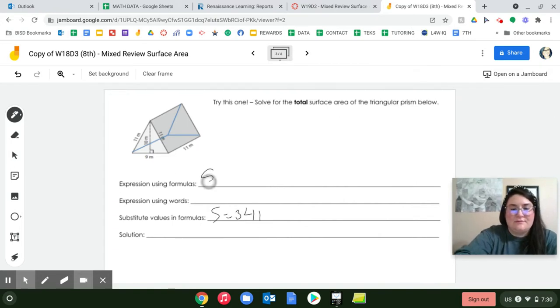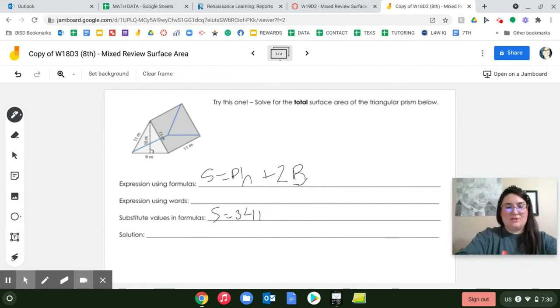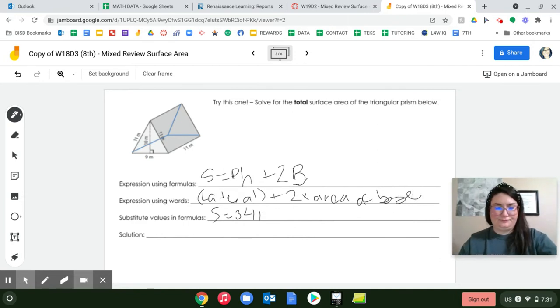But using formulas, I have perimeter of the base times height plus 2 times the area of the base. So using words, I'm just going to say lateral, since we already kind of talked about this piece, plus 2 times area of base. Okay, so we have our lateral already, plus 2 times. This is where you have to either look back at your formula chart or make sure you're using the correct formula. Area of the base.